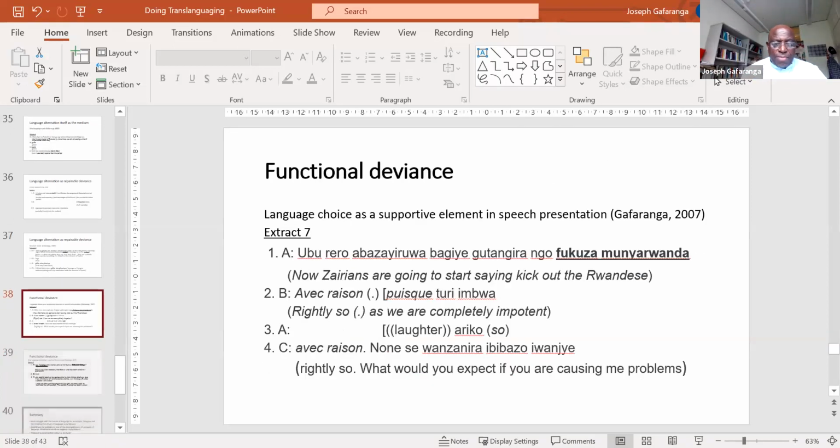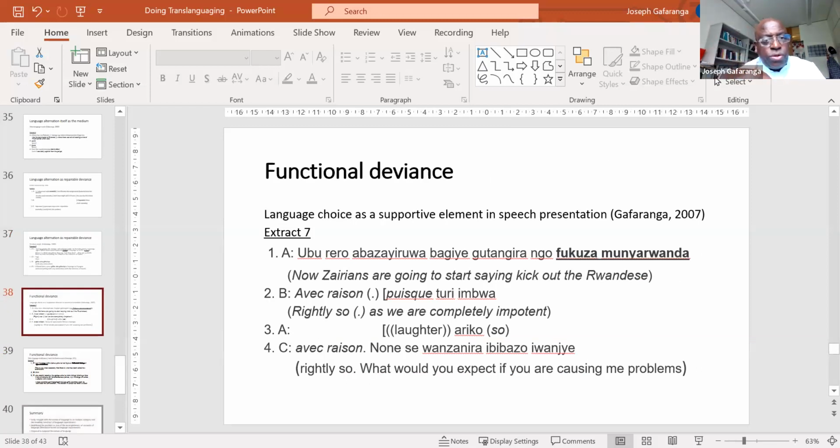And finally, we have examples of what is called functional deviance. The first example was again recorded among the Rwandans in Zaire, currently Congo. And it's in 1996. The Rwandan army has crossed into Congo officially to repatriate, to bring back the refugees. The war went on and became what has been known as the First Congo War, toppling President Mobutu.